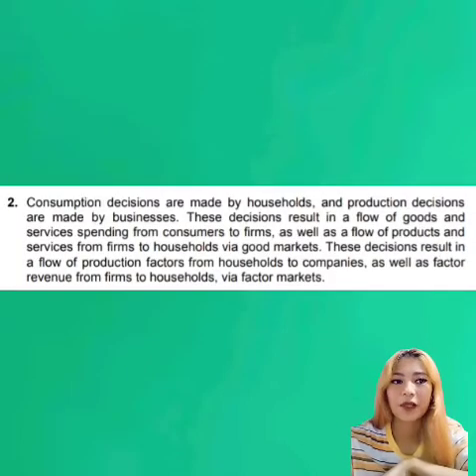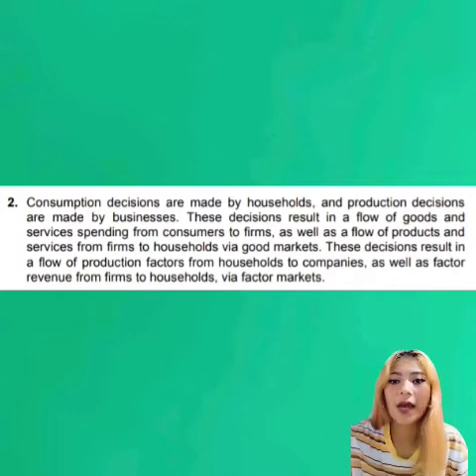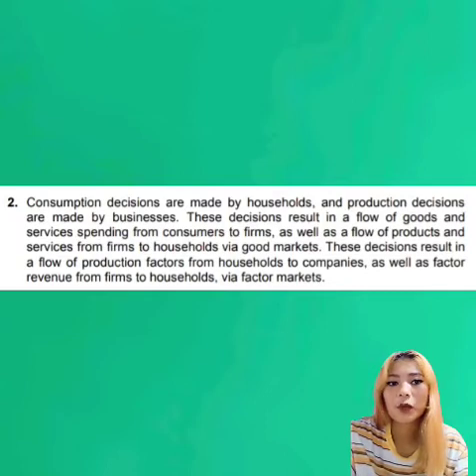Question number 2. What are the choices made by household and firms that determine what, how, and for whom goods and services are produced? Where in the circular flow model do these appear? Answer. Consumption decisions are made by household, and production decisions are made by businesses. These decisions result in a flow of goods and services spending from consumers to firms, as well as a flow of production and services from firms to household via goods market.